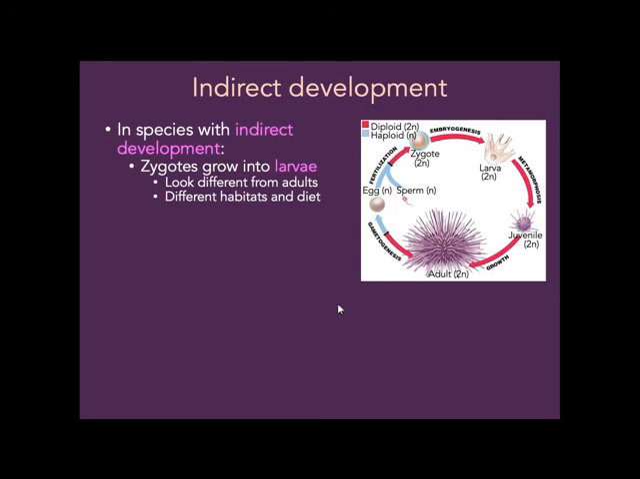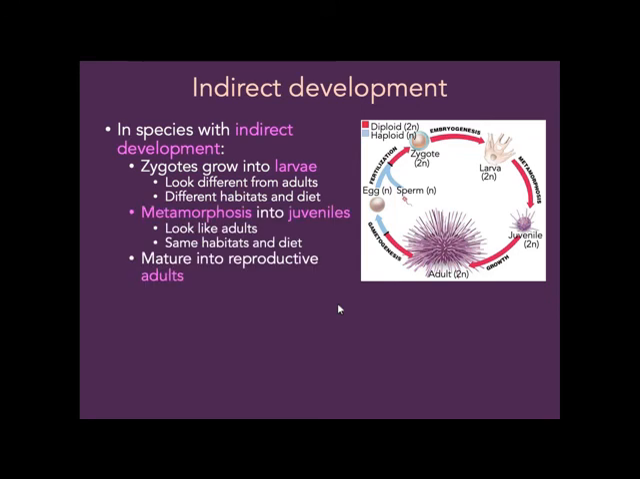So, for example, in a sea urchin, the egg plus the sperm equals a zygote. The zygote will develop into a little tiny larva, which will float around in the water until it lands somewhere, and then it'll metamorphose into a juvenile, which looks like a little tiny sea urchin, which will grow and grow into an adult.